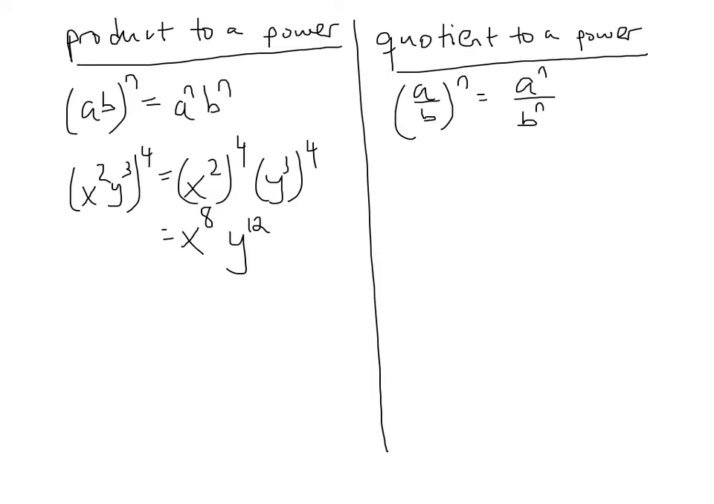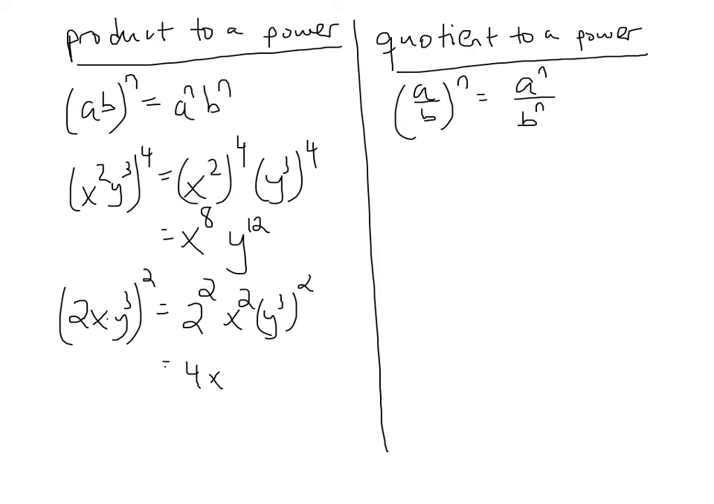Now where students sometimes forget this rule is if there's a coefficient in there, like this. If we have (2xy cubed) to the 2nd, that exponent 2, there are actually three different factors in here. So we end up with 2 squared, x squared, and then y cubed squared. So the final answer here would actually be 4x squared y to the 6th.